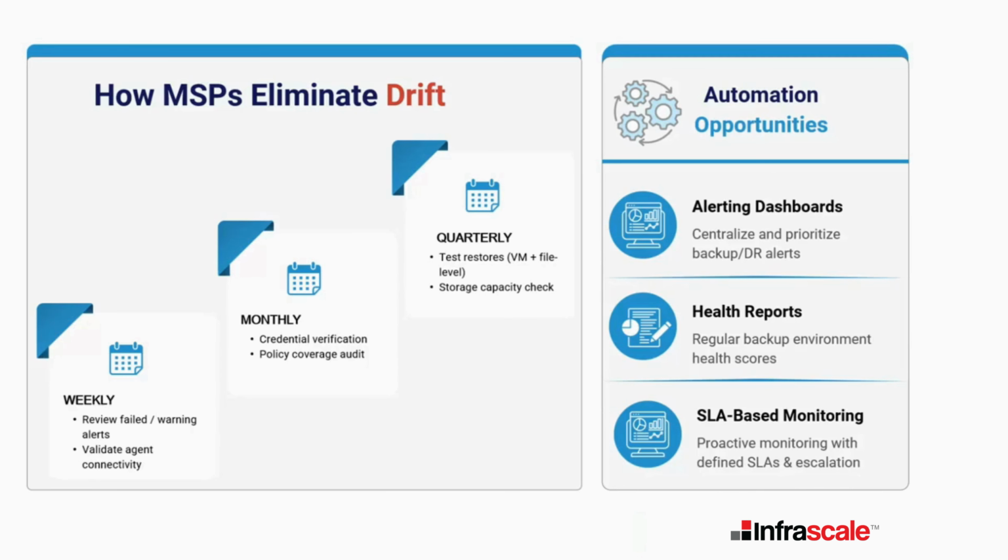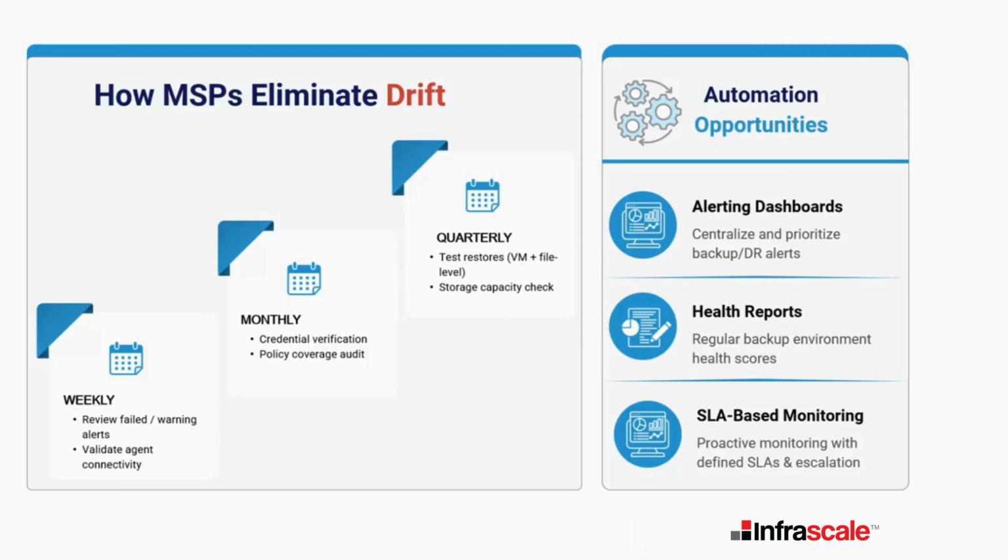Then monthly, you move into configuration validation, verify credentials, no expired accounts or permissions issues, and audit policy coverage to ensure all systems are actually protected. This is where you prevent gaps caused by environmental changes. And then quarterly, you validate what really matters: recoverability. Run test restores at VM and file level, check RPO, RTO expectations, and review storage capacity and retention. Because backup success doesn't guarantee restore success, testing does.